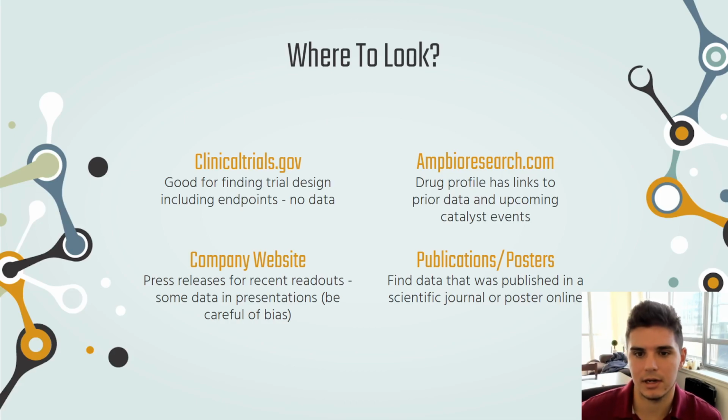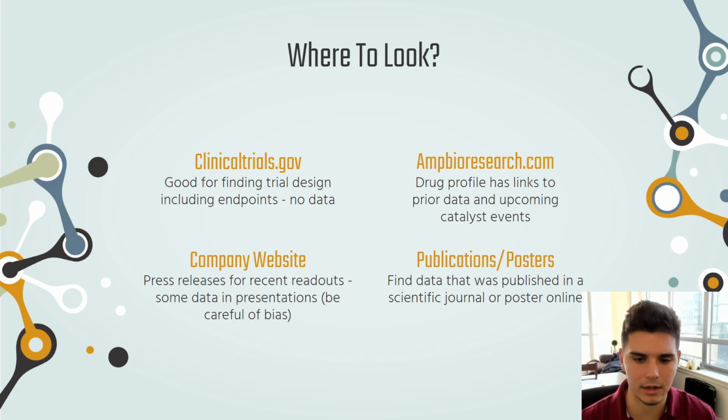So where do we look to find the prior data information? Clinicaltrials.gov is good for finding trial design. It's the database of clinical trials, so it's good for finding trial designs, but they don't update it with data that much. Here at ampbioresearch.com, we have drug profile pages that link to the upcoming catalyst event info, such as clinicaltrials.gov, as well as link to prior data, such as the company website, which is the next source that you can use, these press releases and some company presentations.